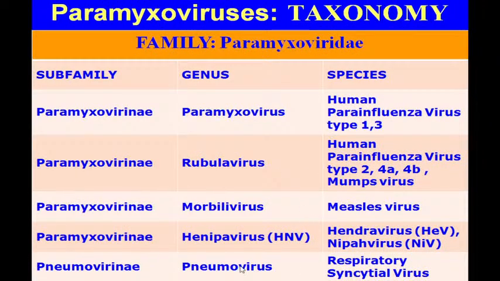taxonomical table, you can see that pneumovirus, respiratory syncytial virus, has F protein, as the others, for fusion with the cell membrane when the virus enters the cell. And the second protein is G glycoprotein for attachment.